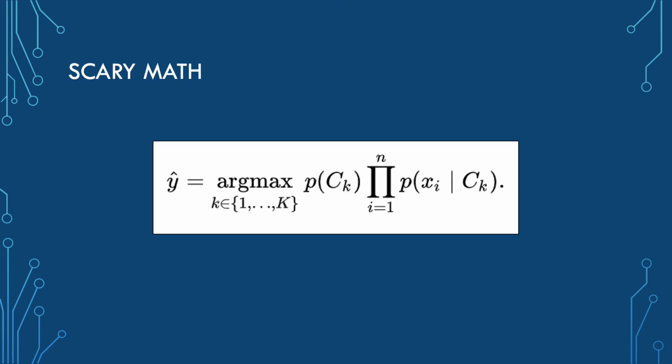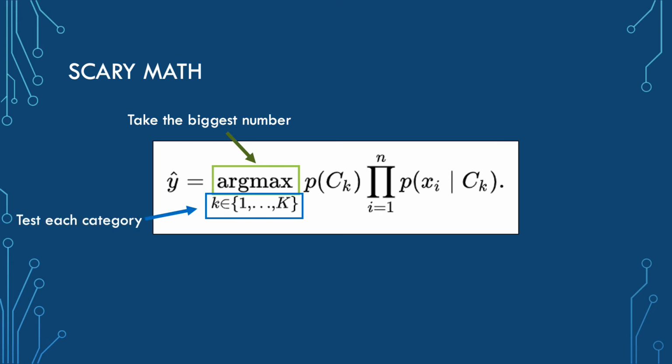Let's break down the formal mathematical expression for the naive Bayes algorithm. Argmax just means take the biggest number. K with that E looking thing and that set just means test every possible category. So what we're going to do is test every category, and from those categories take the biggest number that we have. Makes sense, right?